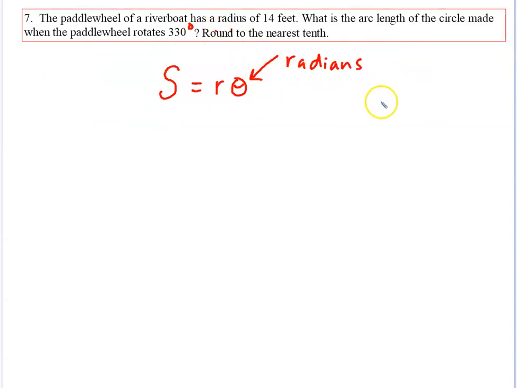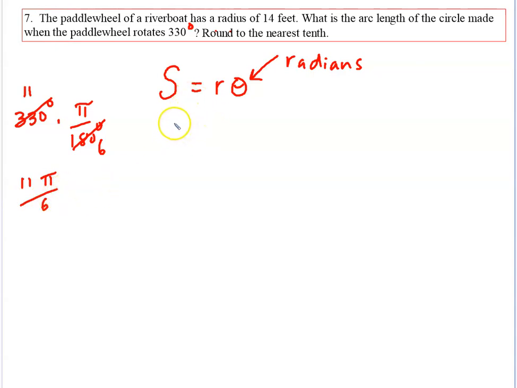So let's do the conversion of taking 330 degrees and multiplying by pi over 180 degrees. And let's see what goes into both. I know that we could, let's see, 30, I believe. Yep, so 30 goes into 330 11 times, and 30 goes into 180 6 times. So that would be 11 pi over 6 radians.